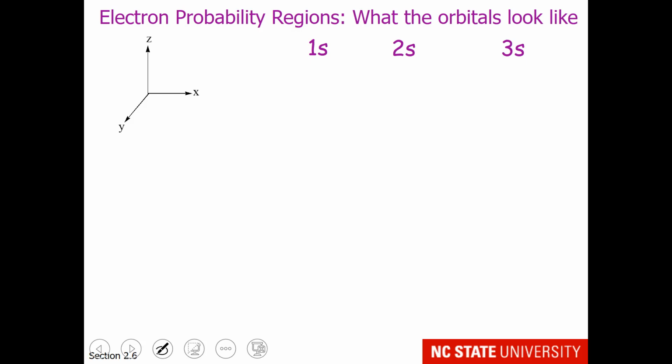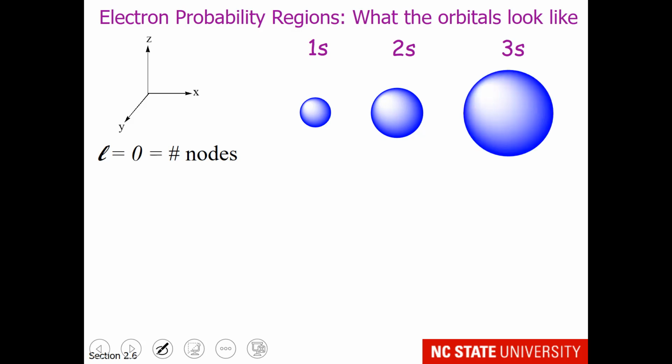So the L value starts to give us an idea of what these electron probability regions look like. If L equals 0, your number of nodes is 0. So the electron probability region of a 1s orbital is a sphere, and a 2s orbital is a sphere, but a larger sphere because we're now at a higher principal quantum number. And a 3s orbital is an even larger sphere.